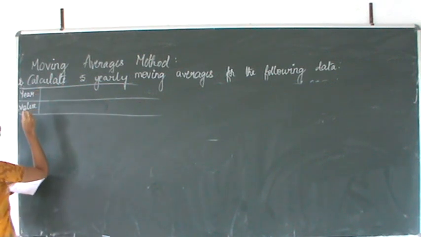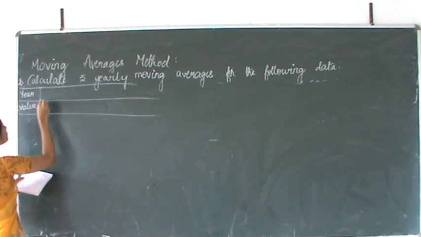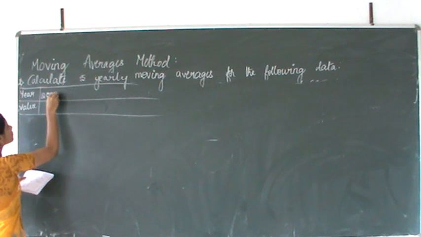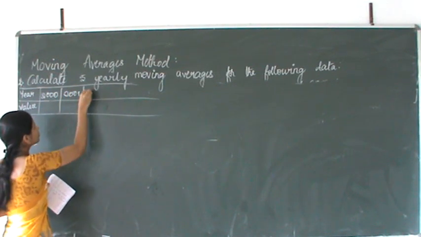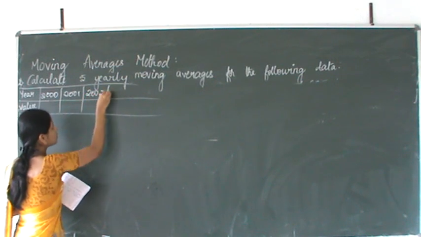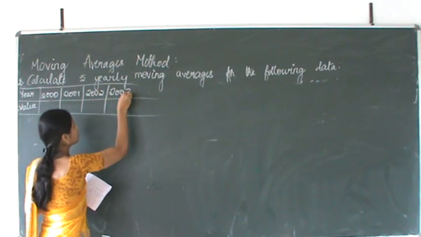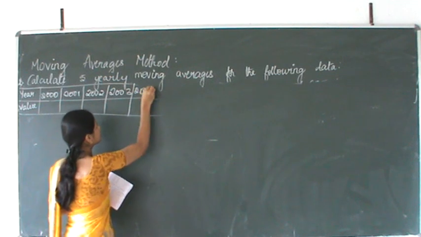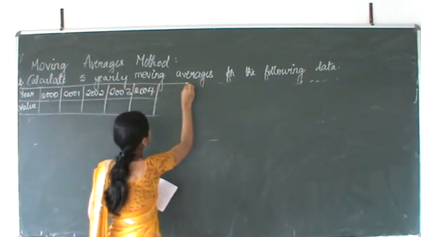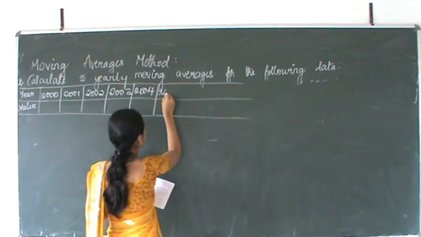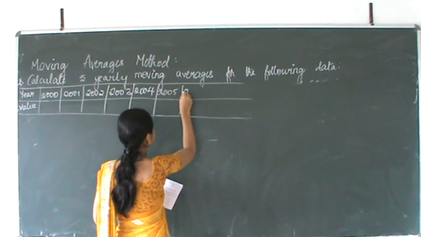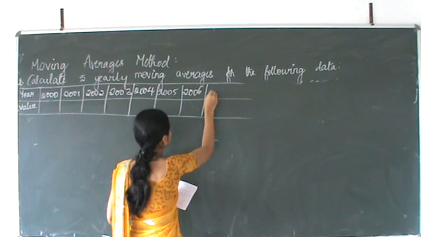The years are 2000, 2001, 2002, 2003, 2004. Next it is 2005, 2006, 2007.